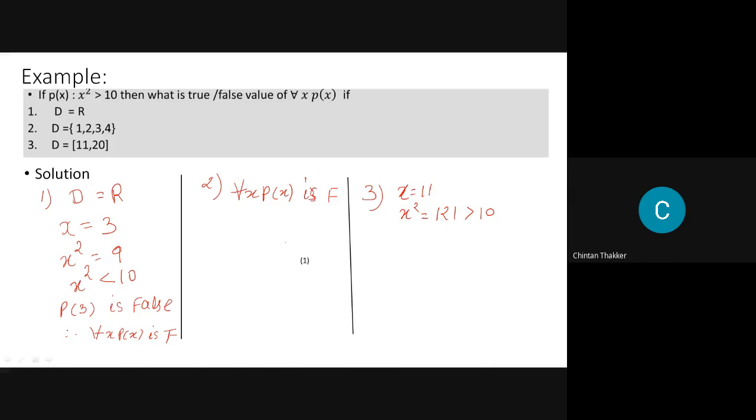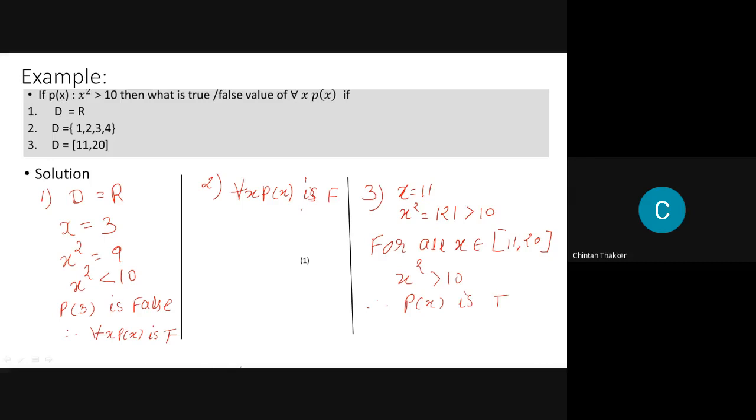So here, for all x belongs to 11 to 20, x square is greater than 10. So therefore, P of x is true for all x. So there is no counter example.